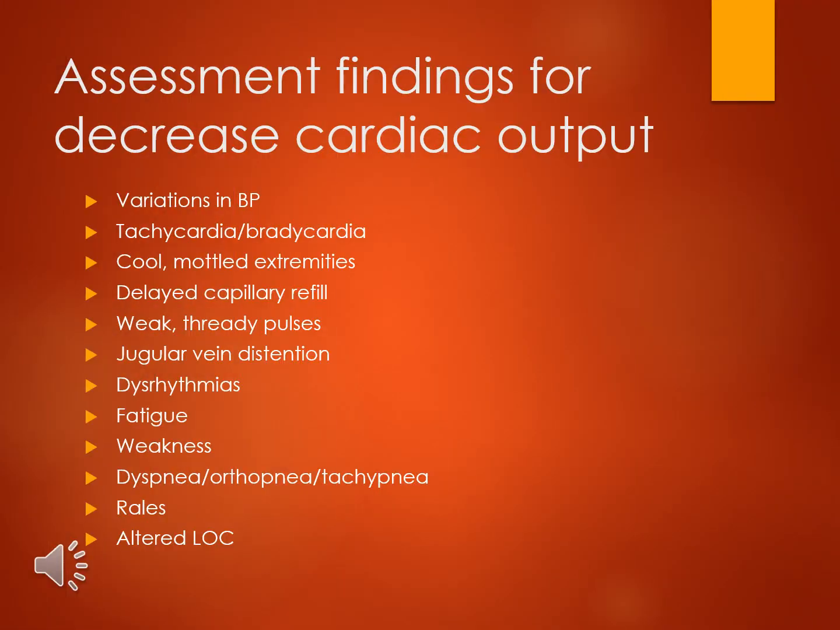Assessment findings for decreased cardiac output. We'll note variations in blood pressure, tachycardia or bradycardia, cool mottled extremities, delayed capillary refill, weak thready pulses, jugular vein distension, dysrhythmias, fatigue, weakness, dyspnea, orthopnea, tachypnea, crackles, and altered level of consciousness. Those are the things that we're going to be watching for on our patients that have potential for or are in process of decreased cardiac output.